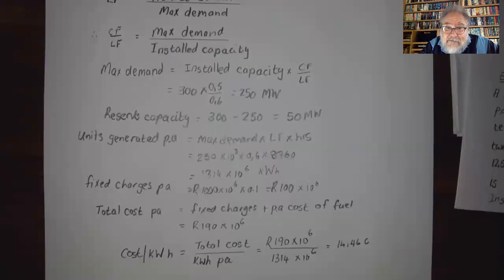Total cost per annum is the fixed charges plus the per annum cost of the fuel. That gives us a total of 190 times 10 to the power of 6. The cost per kilowatt hour is the total cost divided by the kilowatt hours per annum. That is 190 million divided by 1314. That gives us 14.46 cents per kilowatt hour.